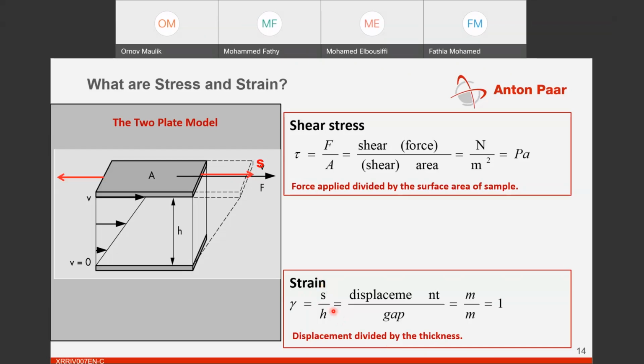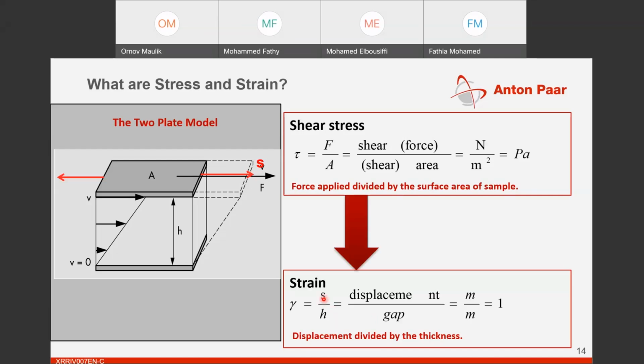Although in tensile testing, the force direction is normal to the load cell. That means you are elongating your sample. So that type of strain is not called shear strain. In this case, we are applying a force in the shear direction, so we call it shear strain.